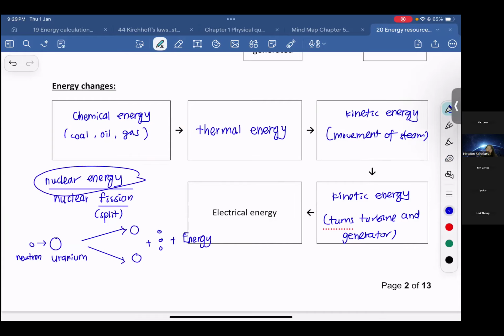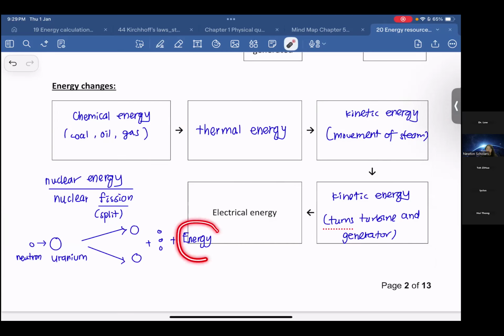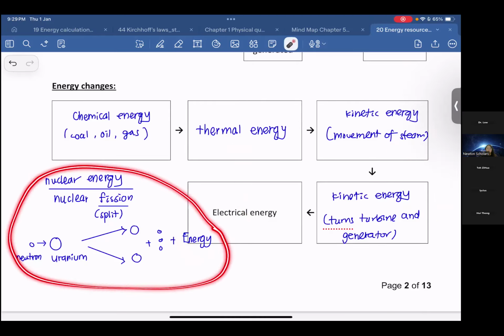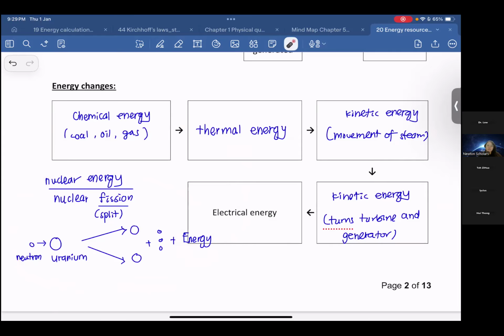So for nuclear, we're using uranium, and at the end we're also producing thermal energy. Then it's the same: we heat the water, water becomes steam, steam turns the turbine and turns the generator. This part we will learn in future. Is that clear for this part? Year 11 we'll learn.